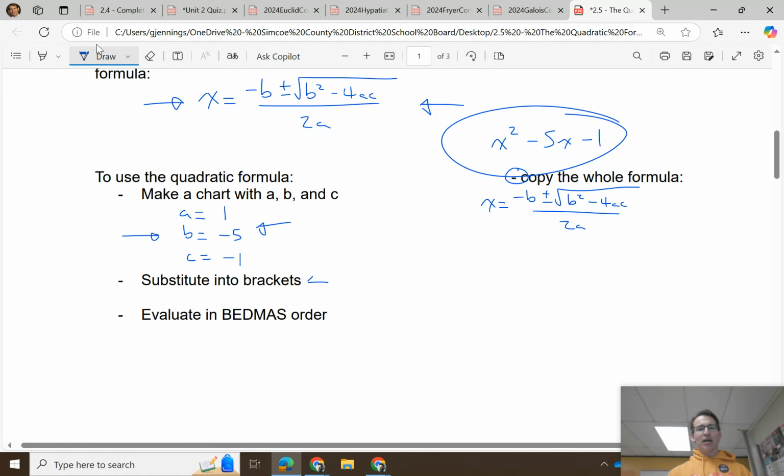Next, substitute into brackets. Is that the 87th or the 89th time I've said that? I'm losing count. But always substitute into brackets. So now we're going to substitute into brackets. X equals negative, and then negative 5. See what I did? I put the b value into brackets because negative negative 5, hands up if that's confusing. Yeah, it's confusing to me too, but I put it into brackets and then I remember negative of a negative is a positive. So I see it in my work and I'm not making the error of just putting negative 5 there.